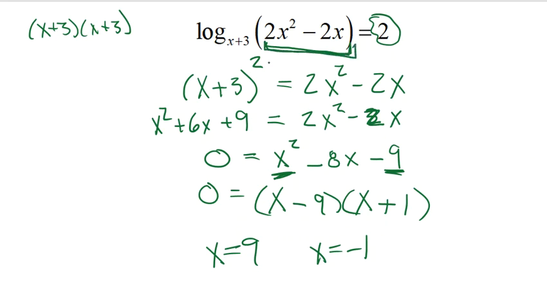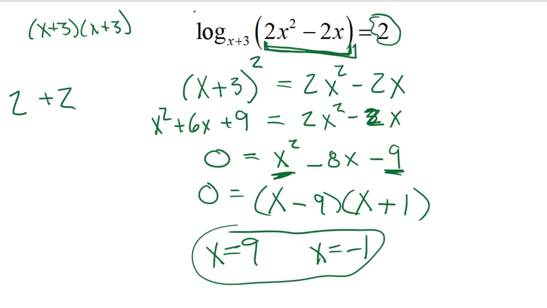So let's see here. 9 squared is 81. 2 times 81 is 162 minus 18. Yep, that's going to be positive. Negative 1 squared is 1, so 2 times 1 is 2. Negative 1 times negative 2 is positive 2, so that's going to put a 4 in there. Yep, good to go. Neither one of these answers will generate a negative inside a log. So there we go. Pretty nice and simple, not too difficult.